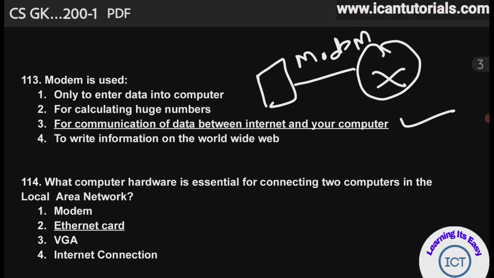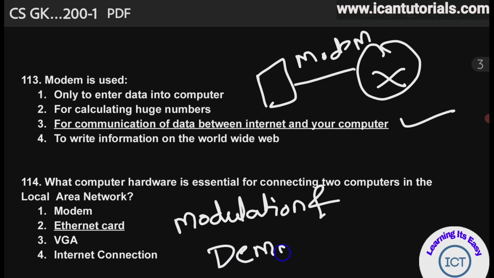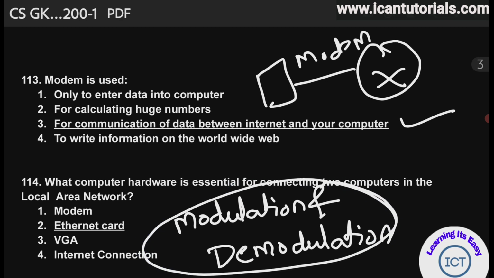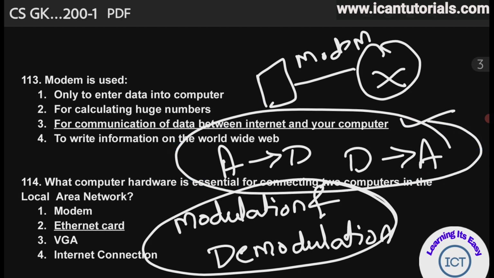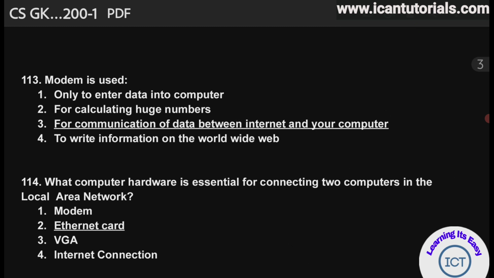So what do you mean by modem? Modem stands for modulation and demodulation. It converts analog signals to digital signals and digital signals to analog signals. This is the work of the modem. It helps to connect our computer with the internet. How does it work? It converts analog signals to digital signals and digital signals to analog signals. That is the work of the modem.